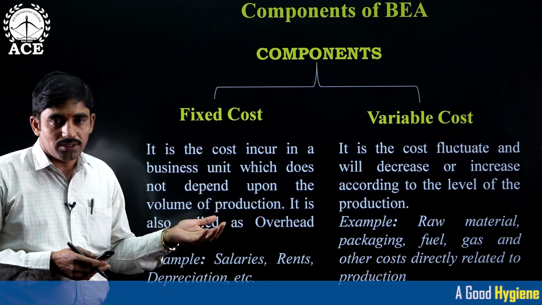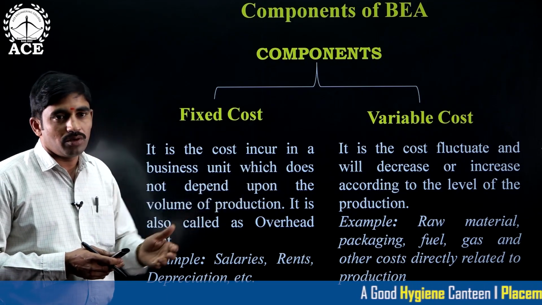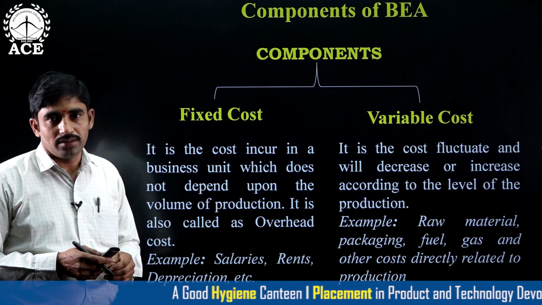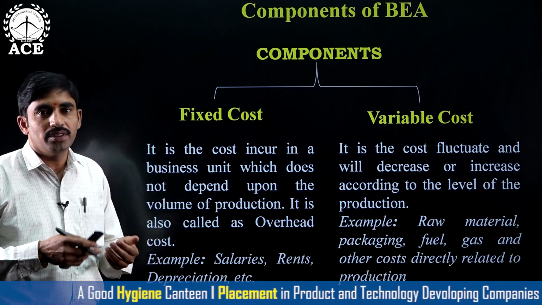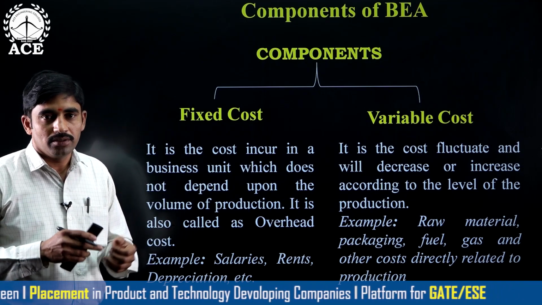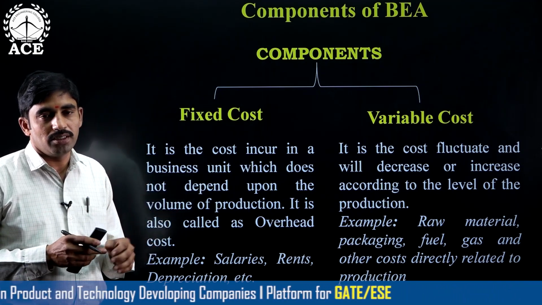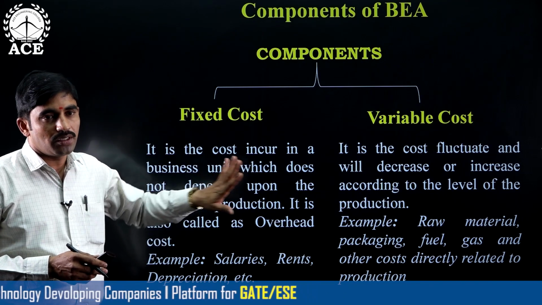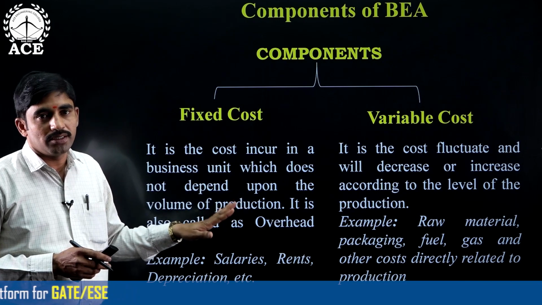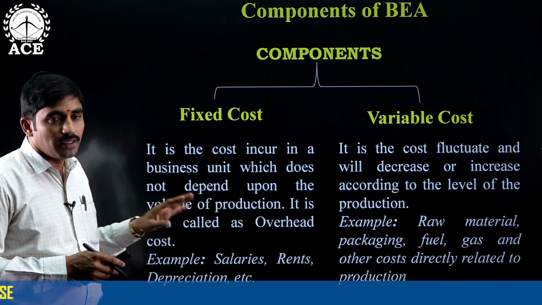If there is production in the business, the variable cost will vary. Let us take an example here, raw material. If there is production, we need to consume the raw material, hence the cost of raw materials may increase or decrease in terms of cost. So these are the major components of break-even analysis we need to consider at the time of determining the break-even point.